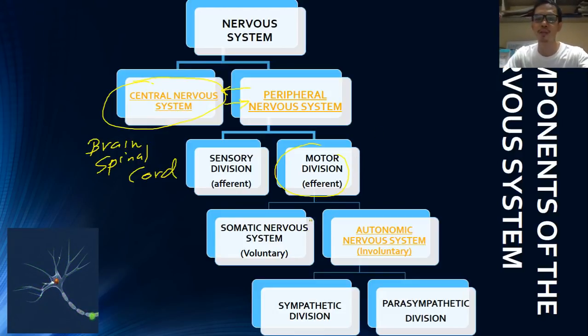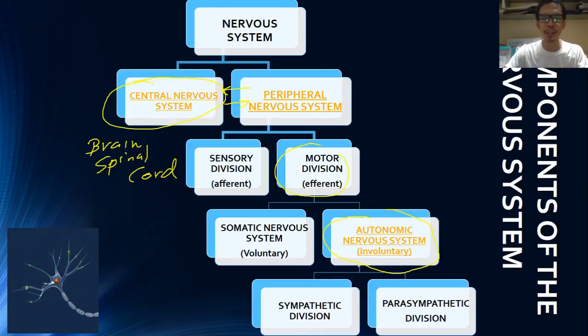Alright, so the motor division is divided into two groups. We have the somatic nervous system, which controls the voluntary movement of the body, and we have the autonomic nervous system, which controls the involuntary motion of the body. Main examples of involuntary movements in the body are breathing, digestion, and heart rate. Those are some examples. So the autonomic nervous system controls the involuntary.